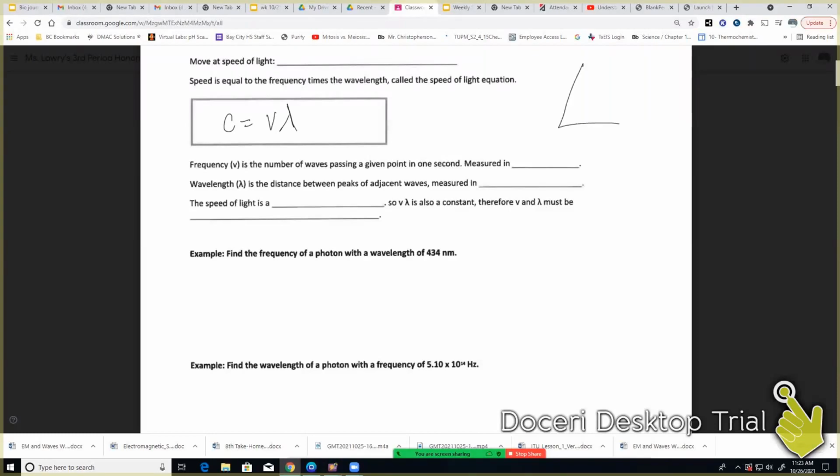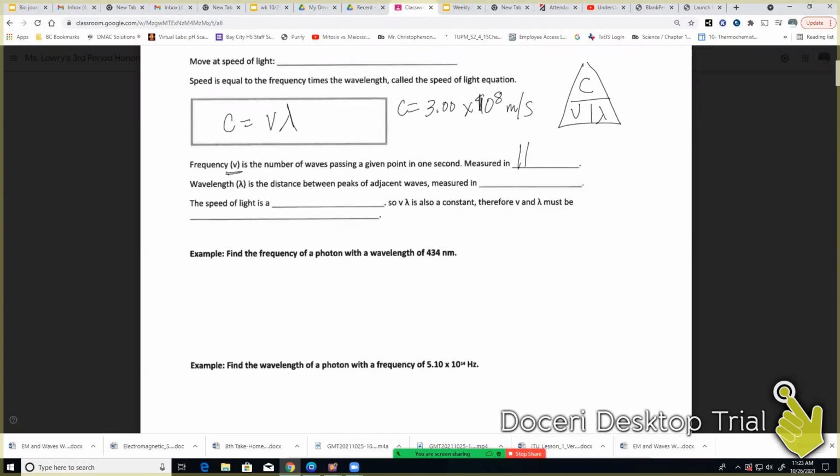And it can be put in our nice little triangle, so we don't have to worry about doing too much algebra. And speed of light is a constant. It's equal to 3.00 times 10 to the 8th meters per second.